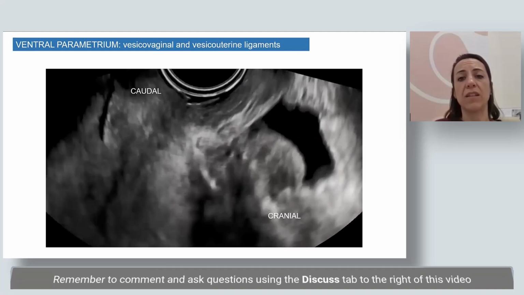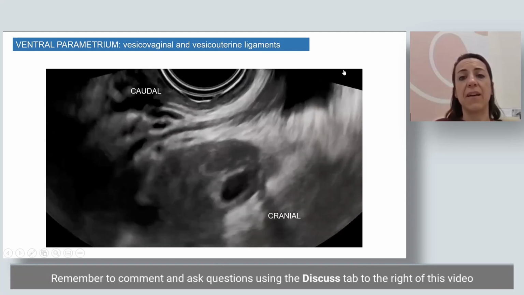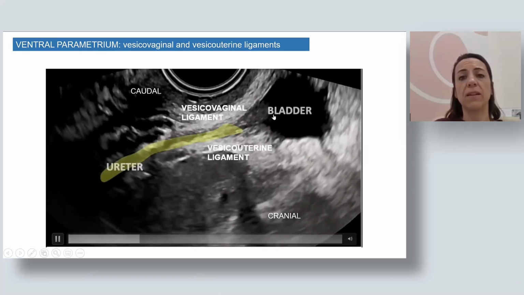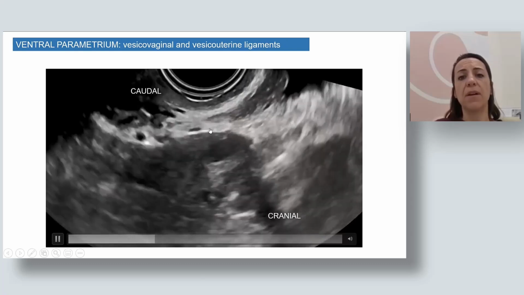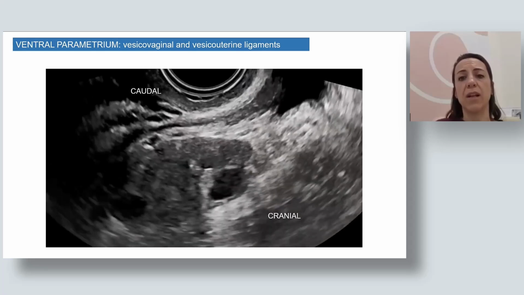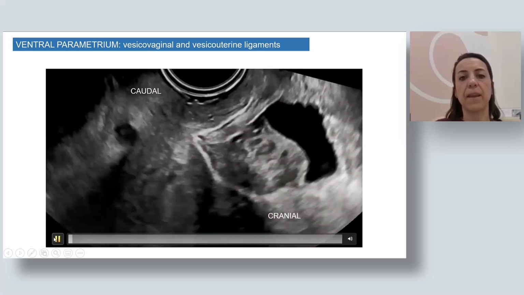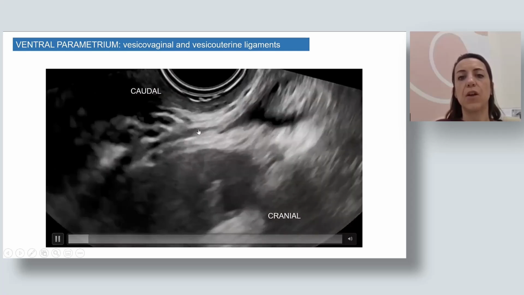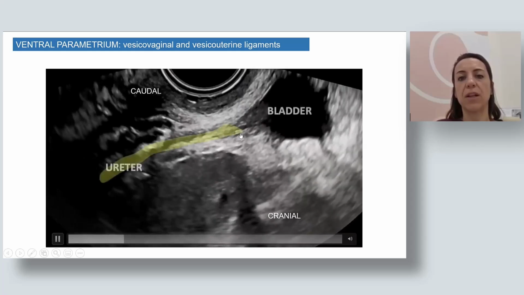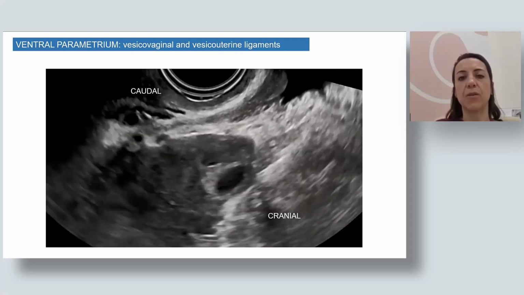This is a longitudinal section, and we can move the probe laterally at this level where the ureter is next to the bladder. We can visualize this hyperechoic tissue corresponding to the vesicovaginal and the vesicouterine ligament. I would like to show you again. So, bladder, ureter, and this is the hyperechoic tissue corresponding to the vesicovaginal ligament and vesicouterine ligament.